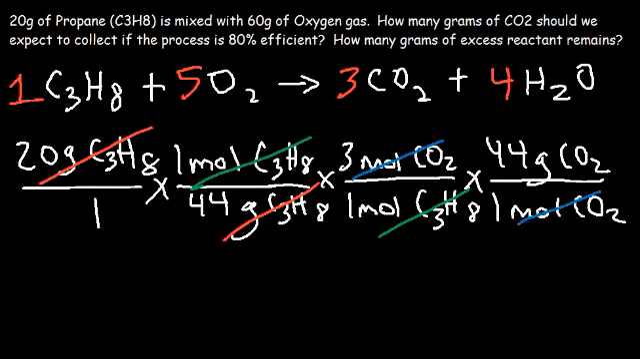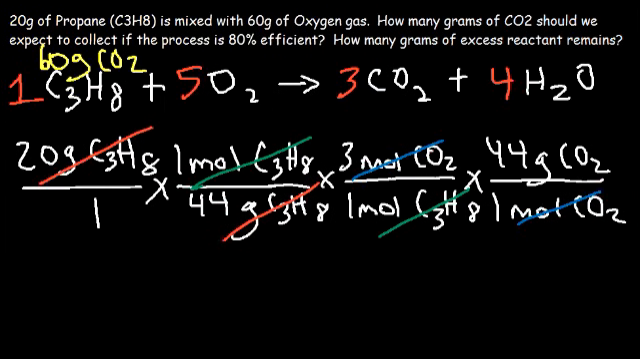So now we can do the math. It's going to be 20 divided by 44 times 3 times 44. Well, I guess the 44 is canceled, so it's simply 20 times 3. So if all of the 20 grams of propane reacts, 60 grams of CO2 can be produced from it.